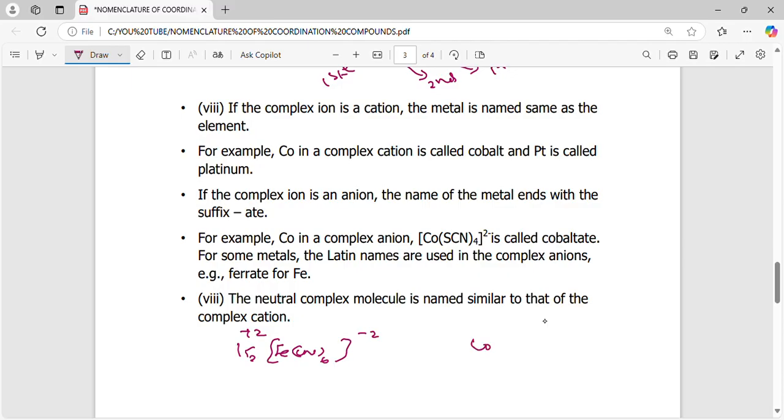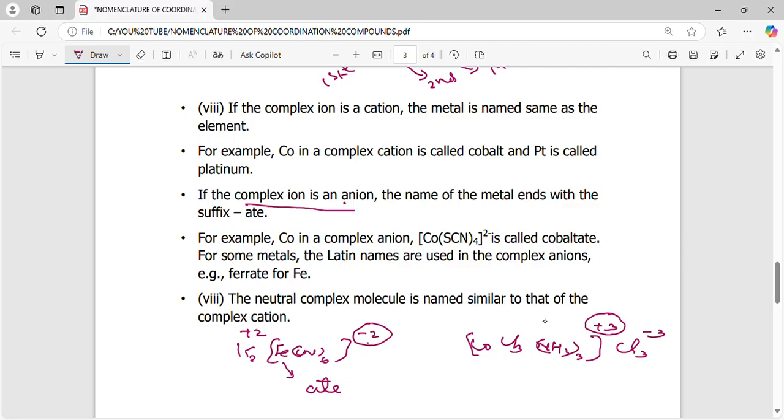The other example, [Co(NH3)3Cl3]. In this example, chlorine is minus, so the coordination sphere is positive. So in the first example, the coordination sphere is negative. In the second example, the coordination sphere is positive. If the coordination sphere is negative, then while writing the name of the central metal atom, you have to use ATE at the end. This is the rule.